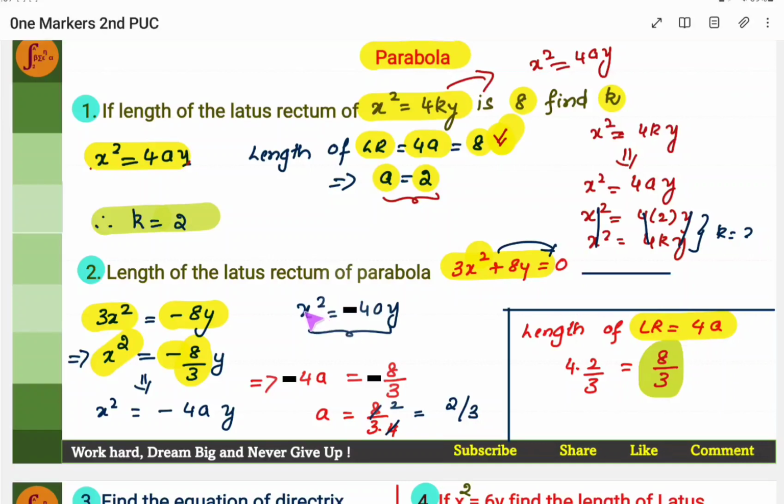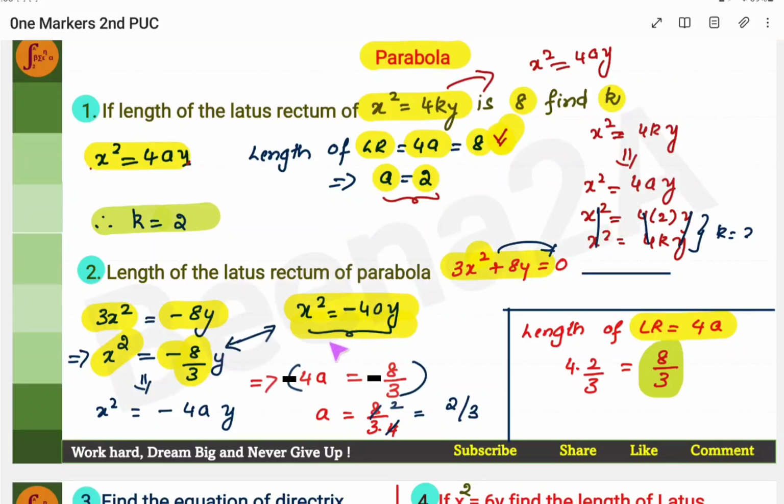Now look at this equation, right? X square and x square is same. Y and y is same. What is left out? Minus 8 by 3. And here it's 4a, which means minus 4a should be equal to minus 8 by 3. Now the equation should have minus here because here you have minus, so you should put minus here.